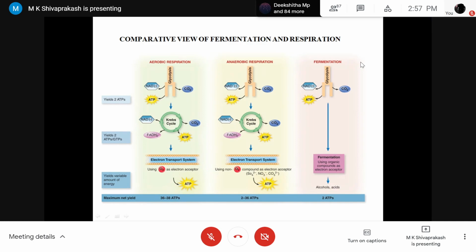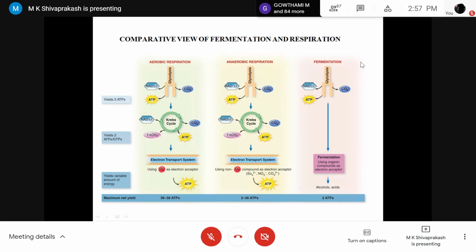So that's all that is given here. Aerobic comparative view of fermentation and respiration. If an organism follows aerobic respiration, what is the yield of ATP? About 36 to 38 ATPs are produced.